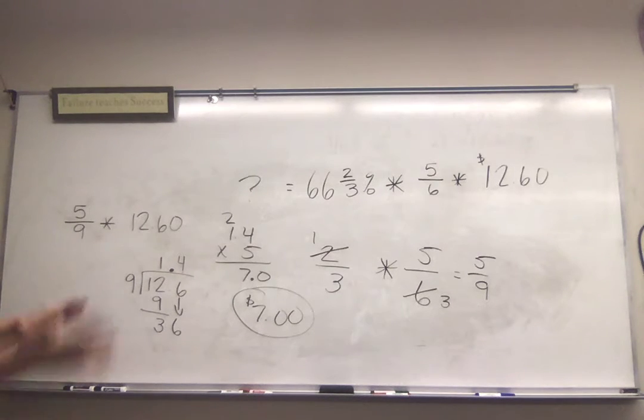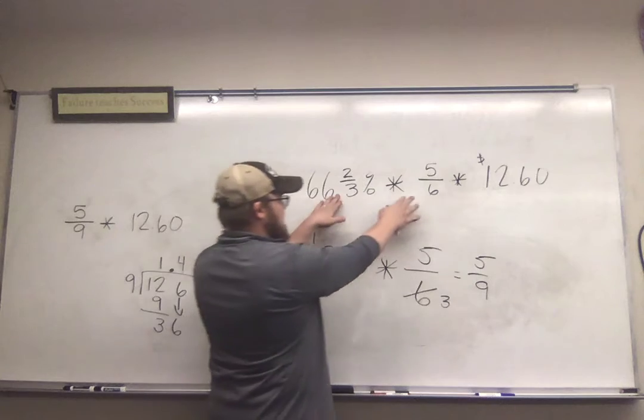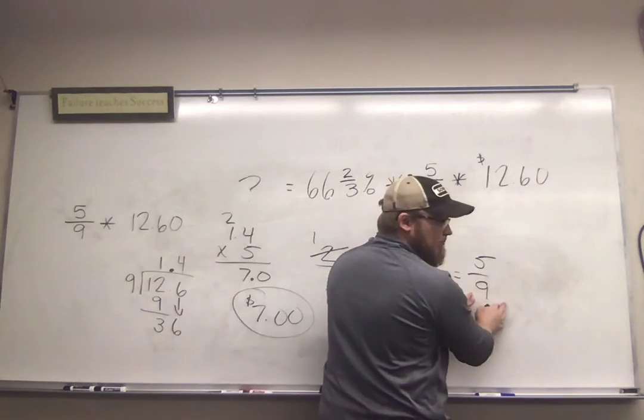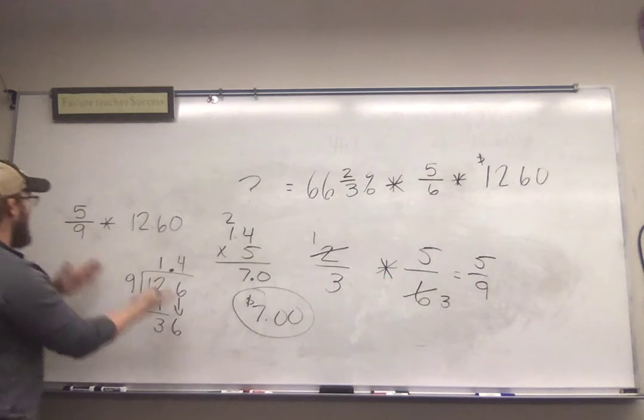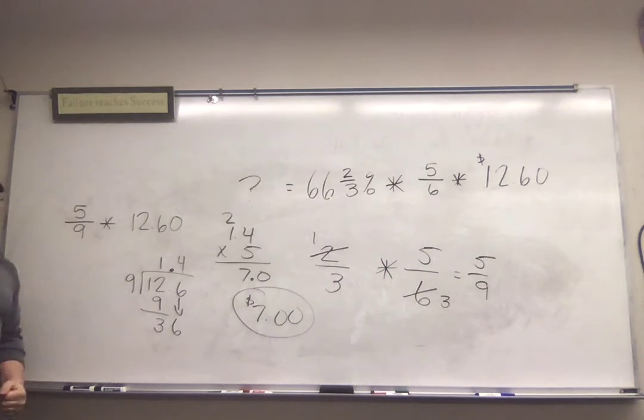So again, backtrack here. We converted these both to fractions. We multiplied them. We got 5 over 9. We knew we had to take it times 1260, so I brought that over here. I lined it up. It looks weird. What do we do right away?